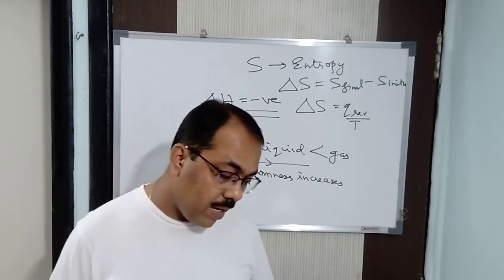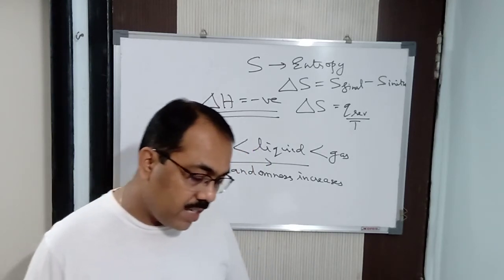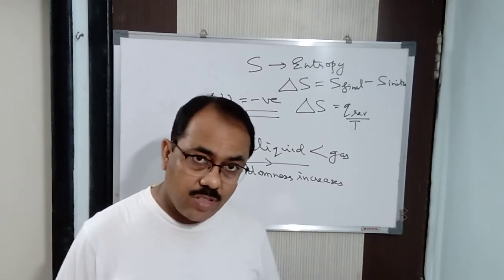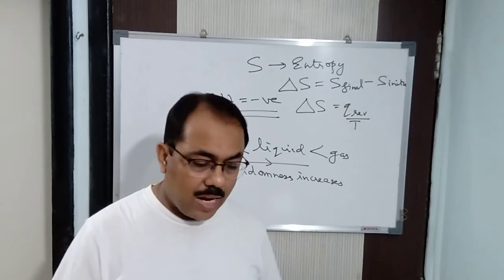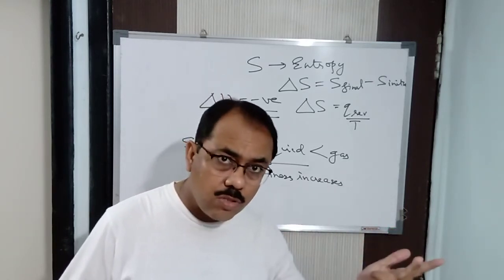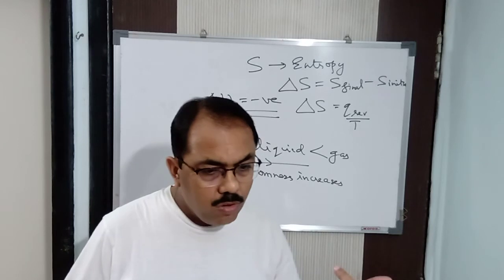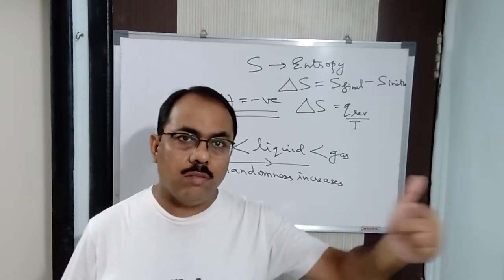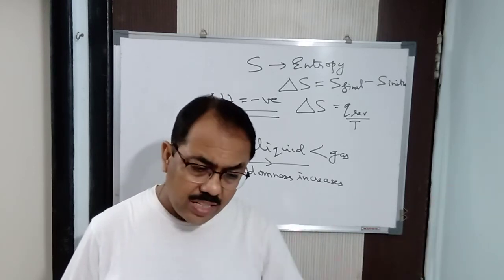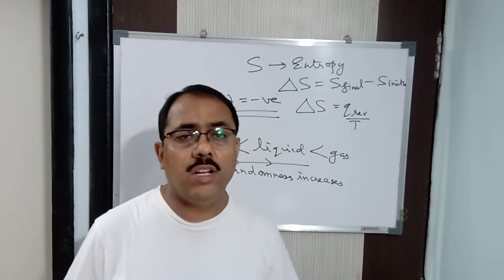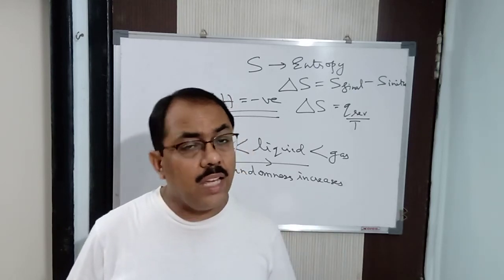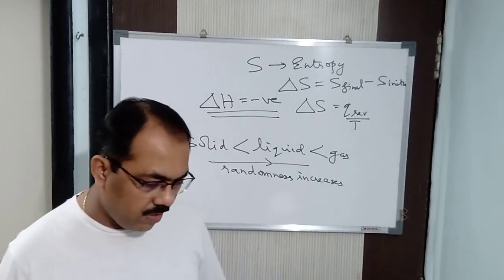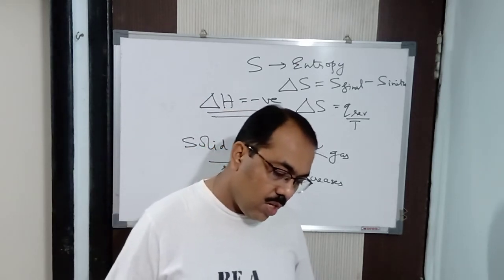And Q is the heat supplied at a temperature, and the positive sign of delta S indicates an increase in randomness. Delta S can have three values: either greater than 0, less than 0, or equal to 0. If delta S is greater than 0, then the reaction is spontaneous, and randomness is increasing. If delta S is negative, then the reaction is non-spontaneous, and randomness is decreasing. And if delta S is equal to 0, the reaction is in equilibrium. You need to remember this.